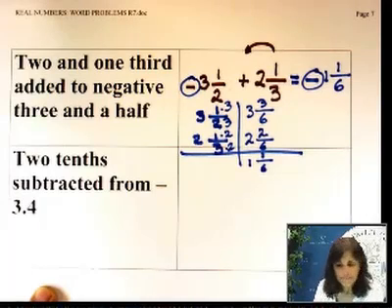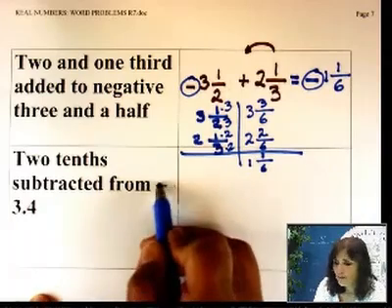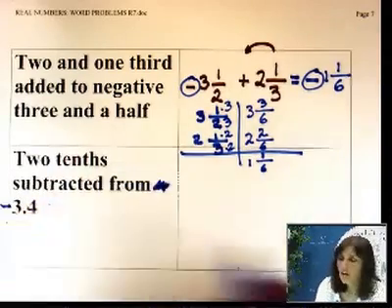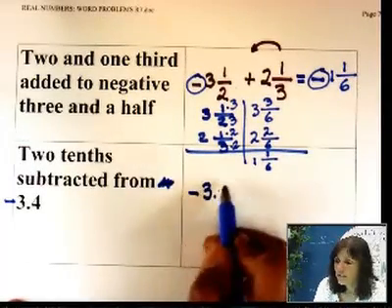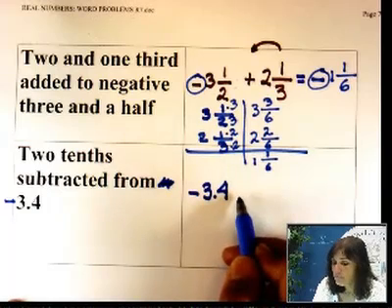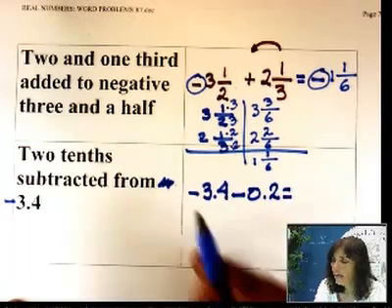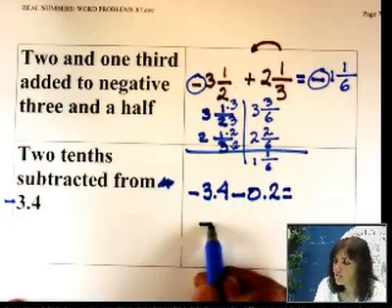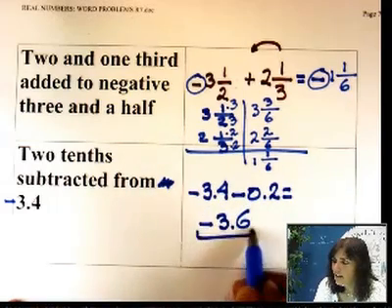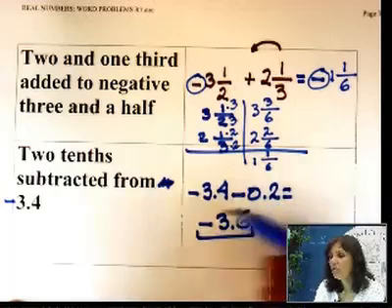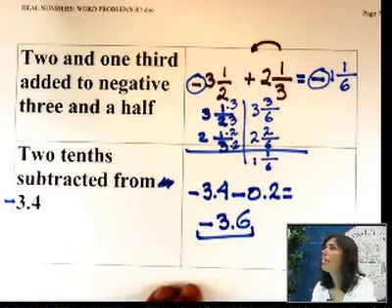Okay, how about another one? 2/10 subtracted from negative 3/4. So here's negative 3/4, and I'm going to subtract 2/10 from it. 2/10 is simply 0.2. Okay, negative, negative. So how does that work out? You are going to add these two numbers and the difference is going to be negative. So 3.4 to the left, another 0.2 to the left is going to give you negative 3.6.